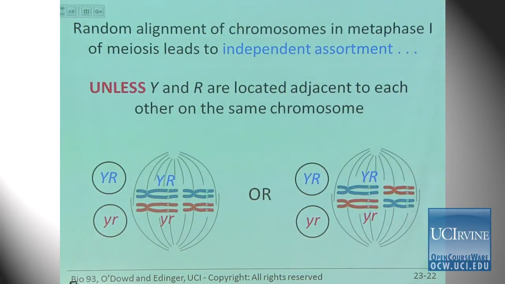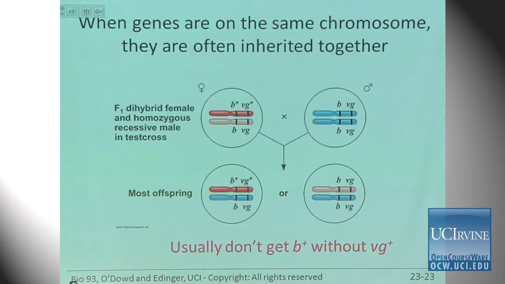It's sort of like they're holding hands. They're stuck together or linked. It's hard to get them apart because they're on the same chromosome. When they're on 2 different chromosomes, it's going to be random which side of the metaphase plate they end up on relative to each other. So we're going to go through an example in your book that shows genetic linkage.